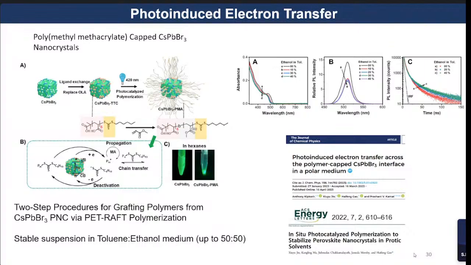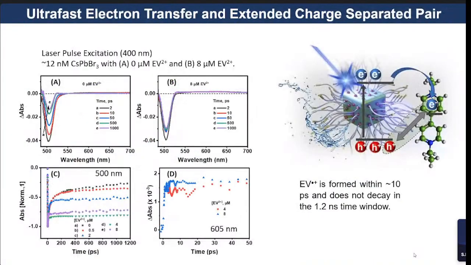The lifetime also remained almost the same. So it is highly emissive without undergoing any change. Even in water, it is stable, but it precipitates. So that's how we can do it. So this is one way we try to do this. Again, we wanted to see how fast the electron transfer is.